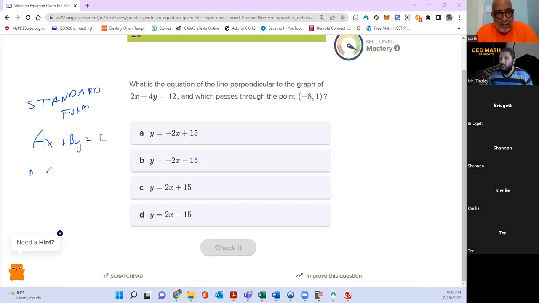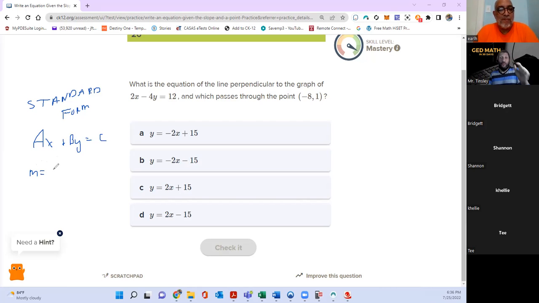A over B. You sure about that? It's supposed to be A over B, but you reverse it. No, it's not A over B, but you reverse it. What is it? How do you find the slope? You're close.